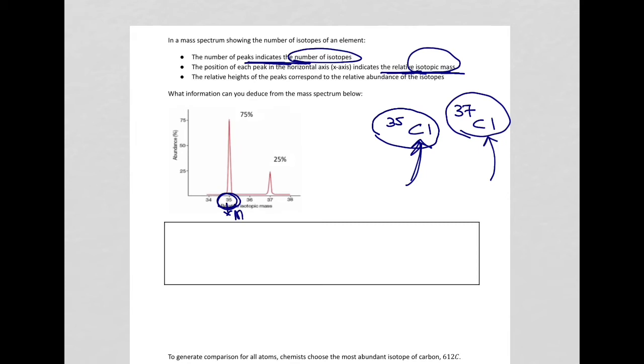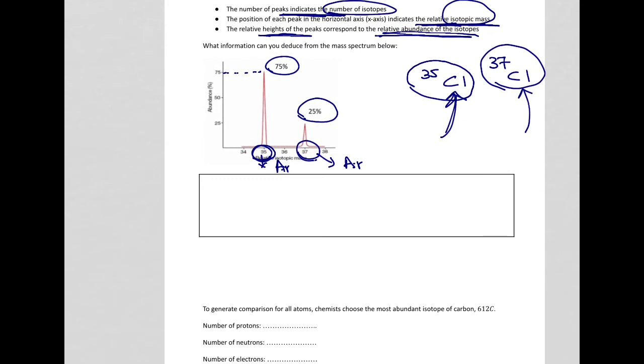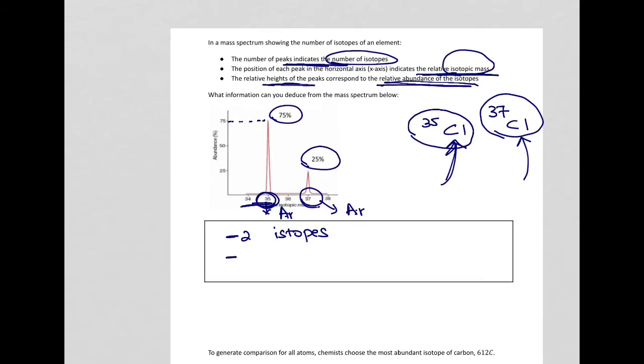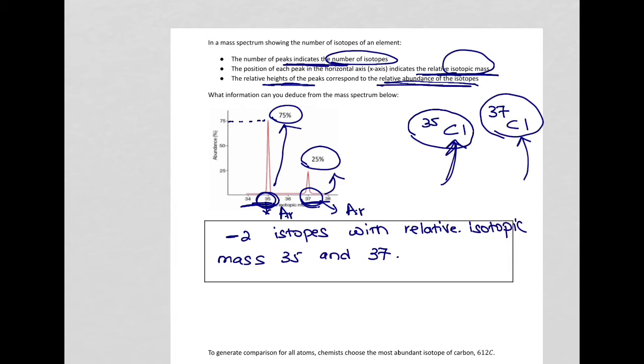I could say the Ar of that particular isotope, and this one is the Ar of that particular isotope, all right? And the height of the peaks corresponds to the relative abundance of these isotopes. So the height here tells us how much of chlorine 35 we have, and here it tells us how much of chlorine 37 we have. From this mass spectrum, we can see that there are two isotopes. One isotope has a relative isotopic mass of 35, and one has a relative isotopic mass of 37. And then they also have their corresponding abundance. So these are the three pieces of information that we can get from the mass spectrum.